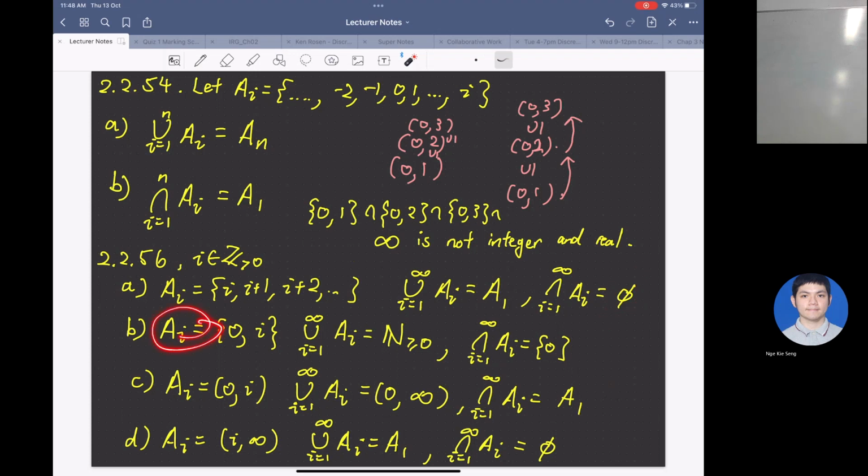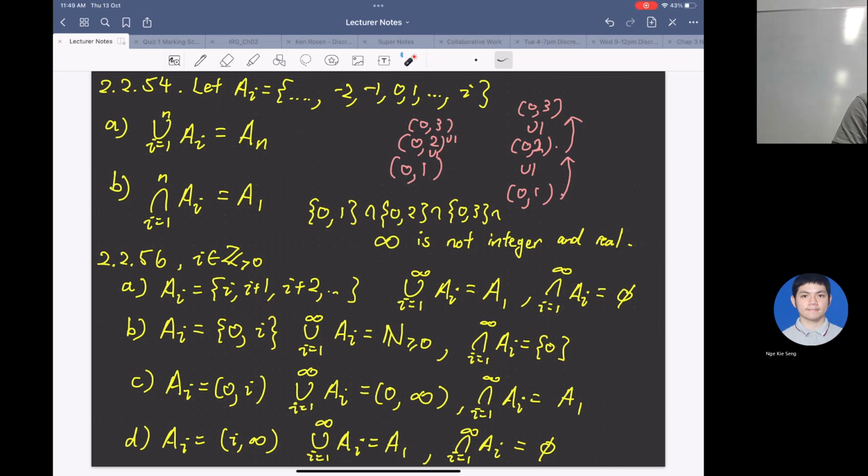How about the second? The second is just a tuple here, but unordered: 0, 1; 0, 2; 0, 3; 0, 4; 0, 5; 0, 6; 0, 7. So if you take the union of all of them, you get all the natural numbers. And if you take the intersection, each of them has 0, so only 0 is in there.